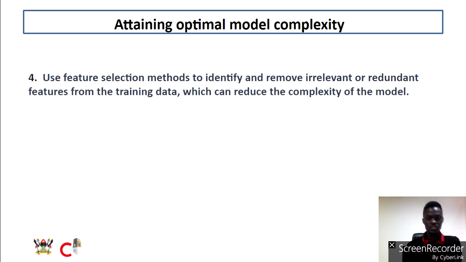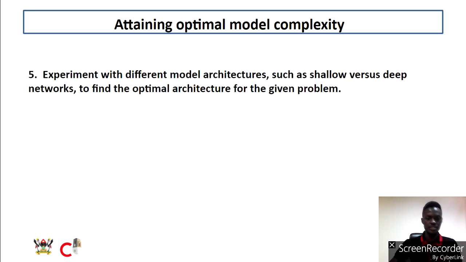Then use feature selection methods to identify and remove irrelevant features from the training data, which can reduce the complexity of the model. Those features that we don't need, the dirty data or whatever data that is not going to improve the performance of the model, why don't we remove them? When we remove them, that is one of the ways we can attain optimal model complexity.